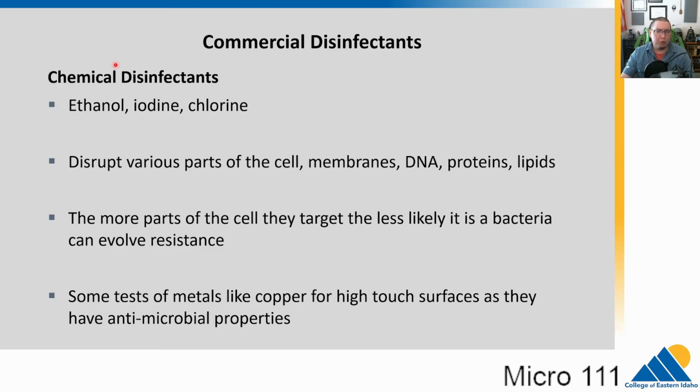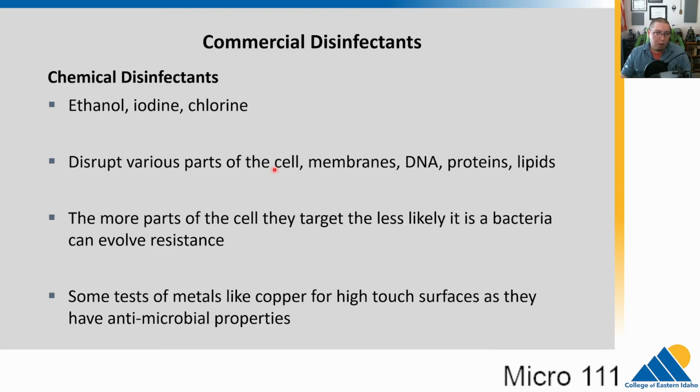Commercially, the things you're most likely to run into are types of alcohols, ethanol, iodine, chlorine-based compounds. These all disrupt various parts of the cell, particularly membranes and DNA. They might break down proteins as well. The more different parts of a cell that a chemical attacks, the less likely a bacteria or whatever can evolve resistance to it. So if it attacks multiple parts like the cell membrane and cell proteins, and the DNA, it's very unlikely a bacteria would evolve resistance to all of those things.